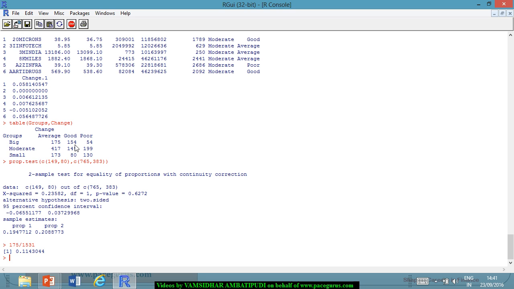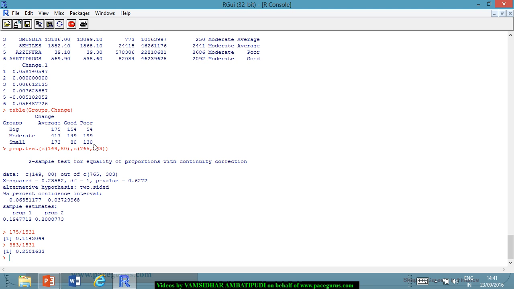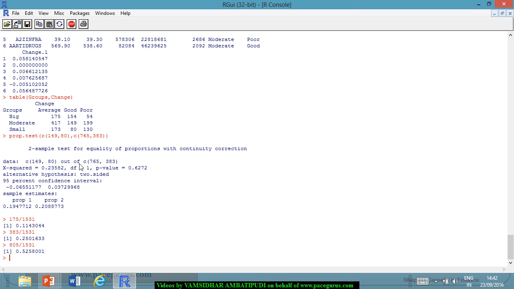175 plus 154, 329, plus 54, 383, divided by 1531. So that is the marginal probability of big. I need the marginal probability of average, which is 175 plus 173, 348, plus 457, 805. So I'll take it as 805 divided by 1531. So this is the marginal probability of average.